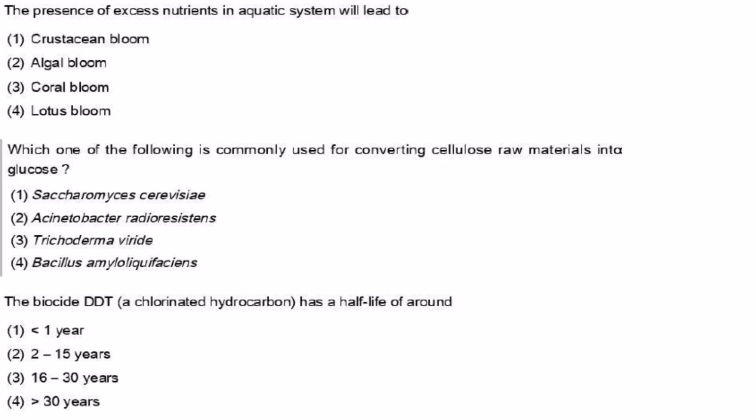Then the presence of excess nutrients in an aquatic system will lead to crustacean bloom. No, it is algal bloom. So excess nutrients will result in overgrowth of algae, and that can cause algal bloom. Then which of the following is commonly used for converting cellulose raw material into glucose? So it is Trichoderma viride. It breaks down cellulose into glucose.